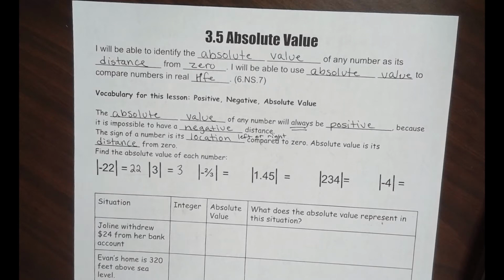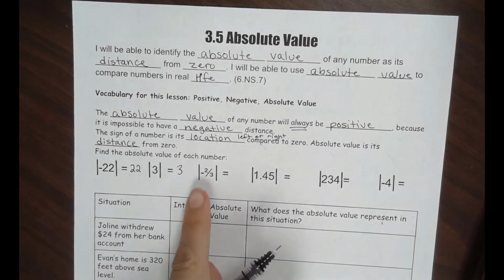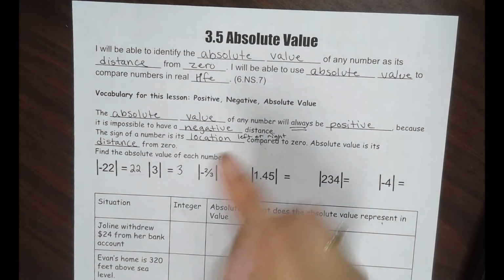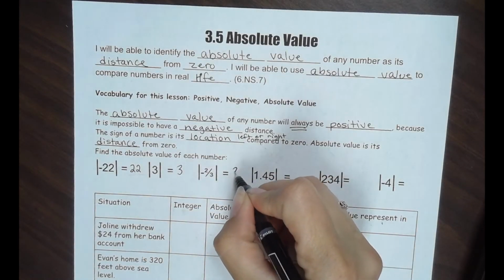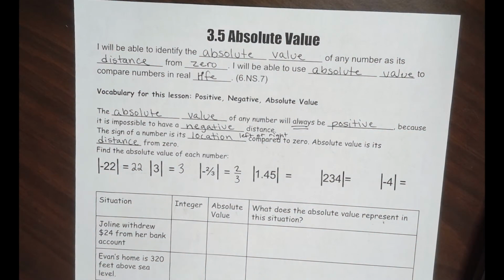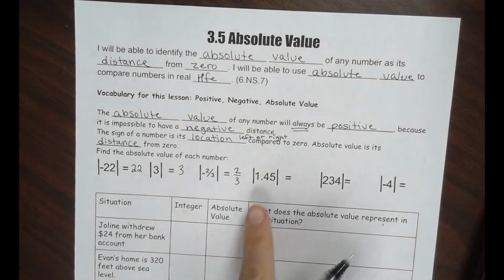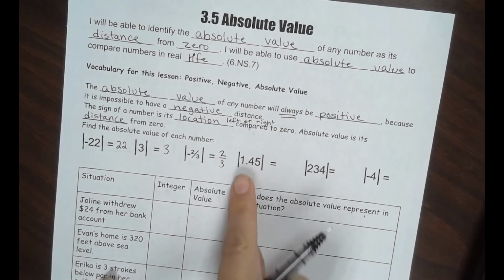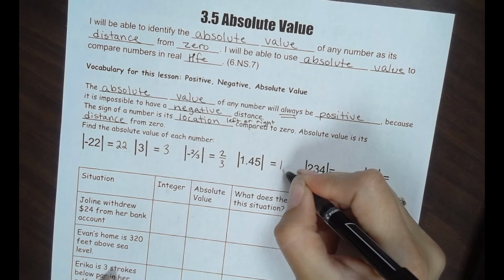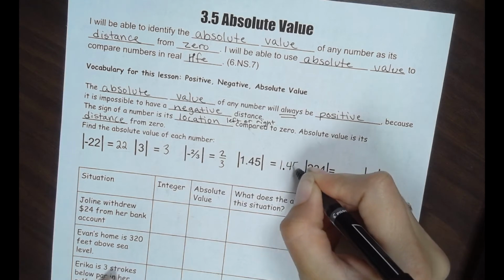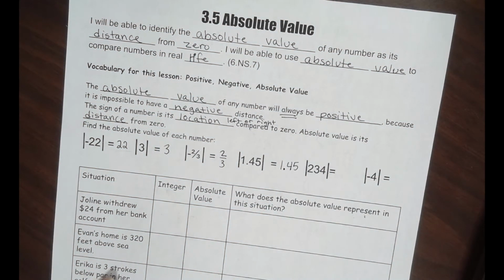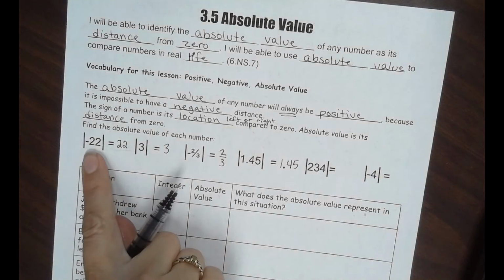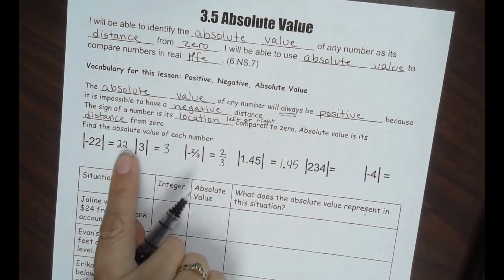How about this negative fraction? Negative 2/3 is how far from 0? It is 2/3 of a unit away from 0. Decimal doesn't matter. How far is this away from 0? It's 1 and 45 hundredths units away from 0. Notice, no matter what's inside, it comes out positive.